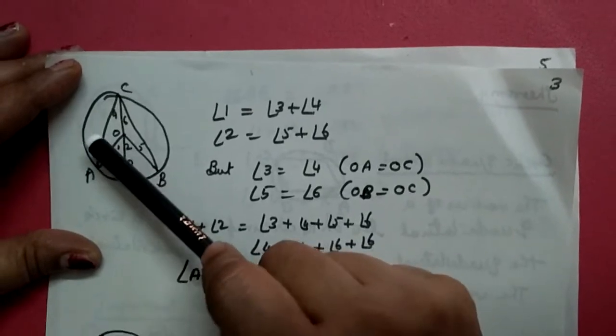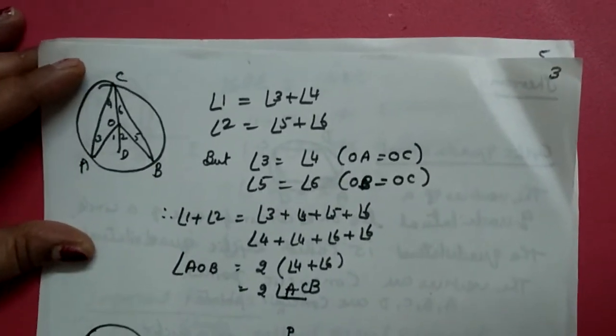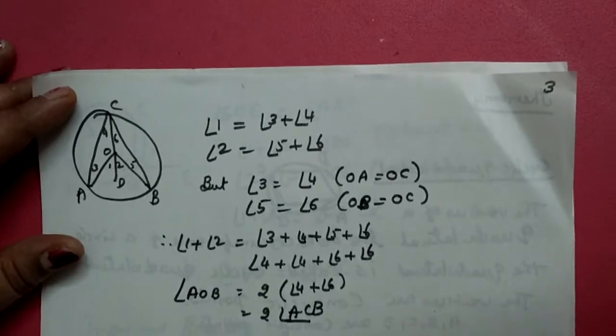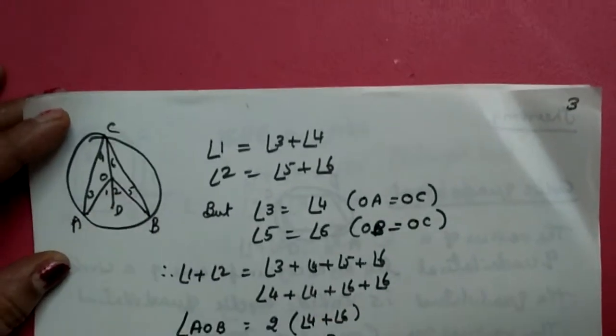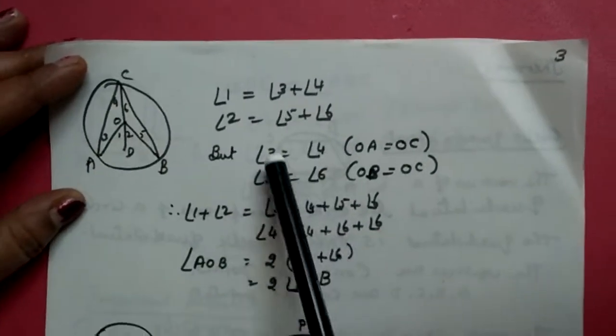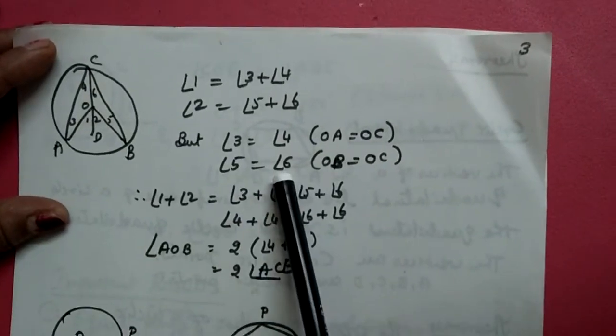Now angle 1 is equal to angle 3 plus angle 4. Reason: the exterior angle is equal to the sum of the interior angles. But OA is equal to OC. Therefore 3 is equal to 4. Similarly 5 is equal to 6.